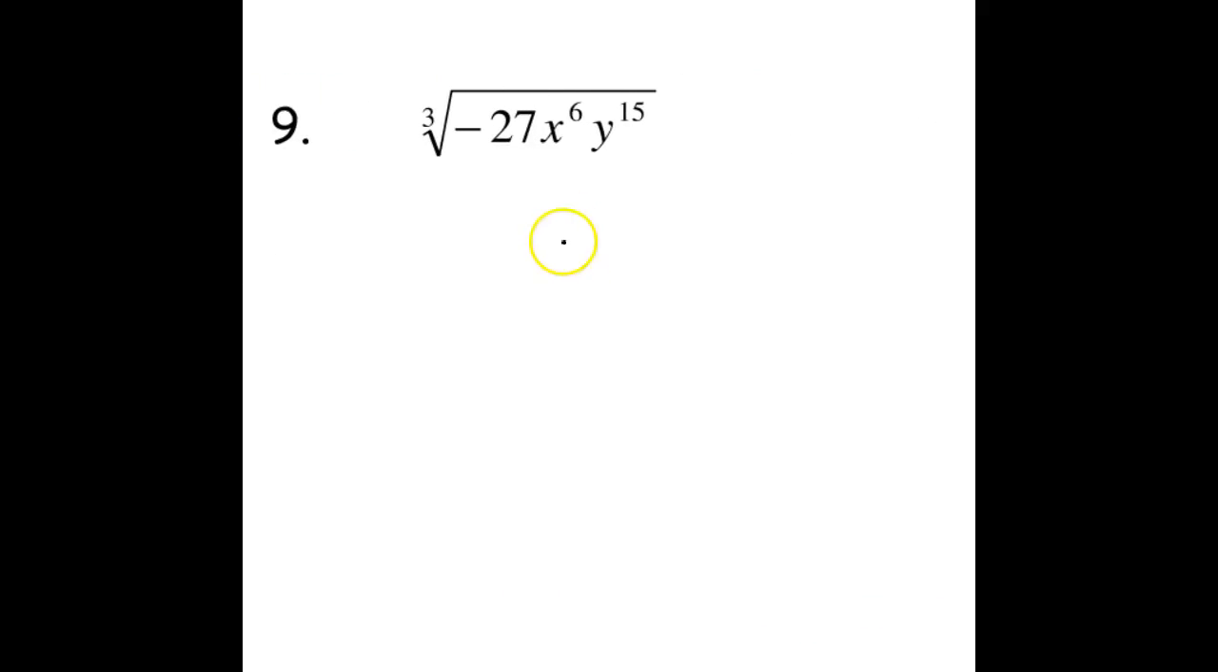Number 9, very similar, just with a cube root. So a couple ways of doing these. You can break it up into smaller pieces and just do the number and each variable. Or you could write this as a 1/3 power, because a cube root, which is a 3 here, is the same as a 1/3 power. So a couple ways of looking at it.